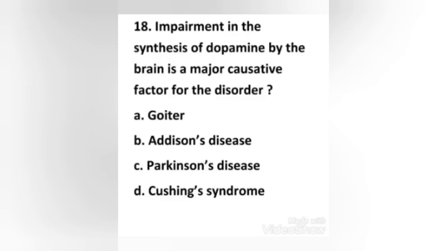Next question. Impairment in the synthesis of dopamine by the brain is a major causative factor for the disorder goiter, Addison's disease, Parkinson's disease, Cushing syndrome. Here the right answer is option C, Parkinson's disease. Impairment in the synthesis of dopamine causes Parkinson's disease.